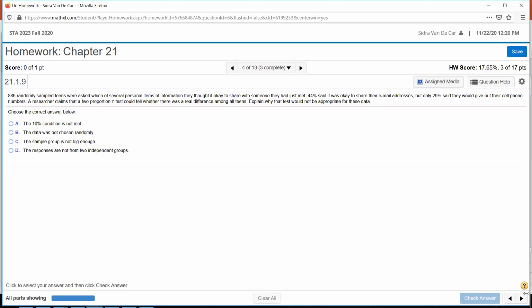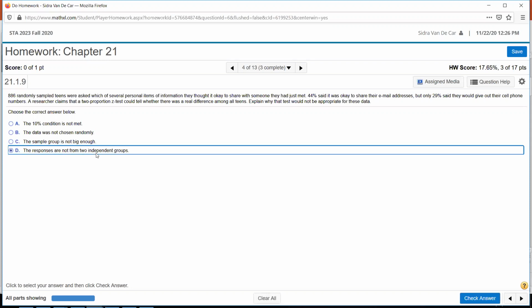Well, notice that I'm measuring two different things here. In the first case, I'm measuring whether I'm going to share my email address, right? And in the second case, I'm measuring whether I am going to share my cell phone number, right? So the responses would not be from two independent groups because we're asking the same people, right, to share two different items.